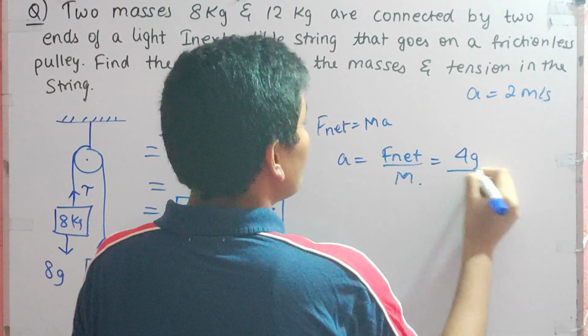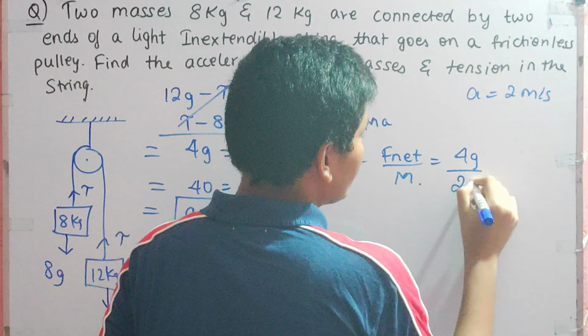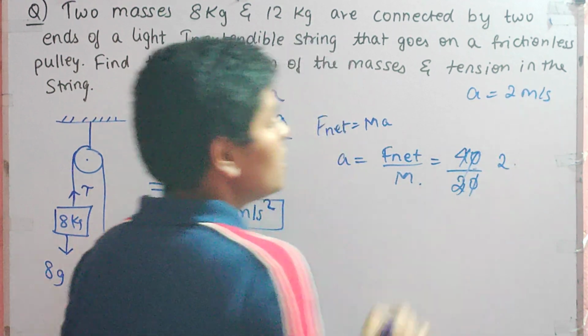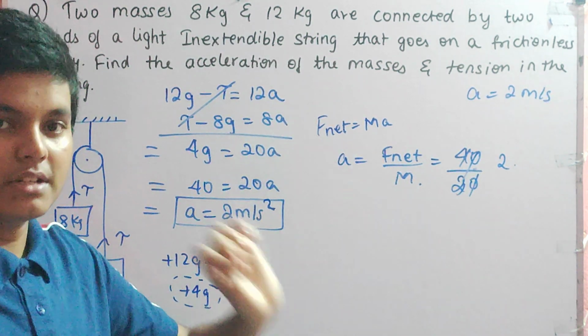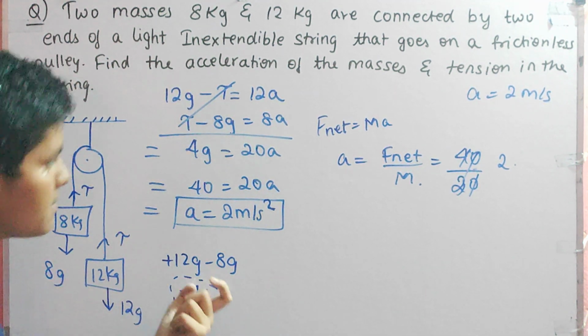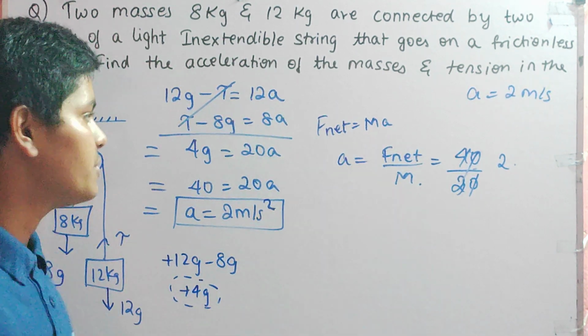So F net is what? 4g by total mass, 12 plus 8, total mass is 20. So 4g by 20, g value is 10, so you will get acceleration is 2. So for finding one answer, there are 3 different ways: by using that formula, by doing it step by step by this method, and by F net by m. This is also one short trick which you can use.